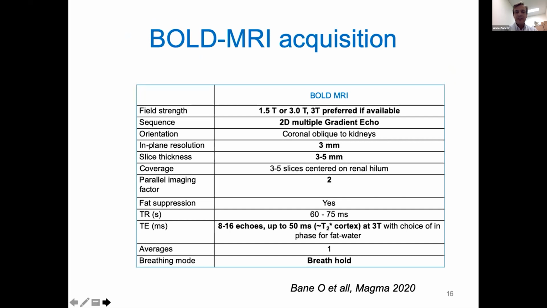For those who want to know exactly how to perform the BOLD MRI acquisition, I refer you to this consensus statement paper that was published this year by Octavia Bane and other experts in the field, published in MAGMA 2020. And this is some technical details about how it should, according to us, best be performed. So most centers will now use 3 Tesla. Usually the coronal plane is used because you have more kidney tissue to analyze at the hilar level. And most centers will perform the BOLD MRI in breath hold to reduce movement artifacts. But of course, if you have navigators, you can also apply free breathing. Next slide.